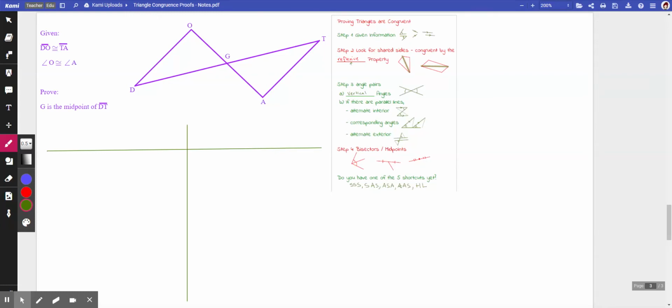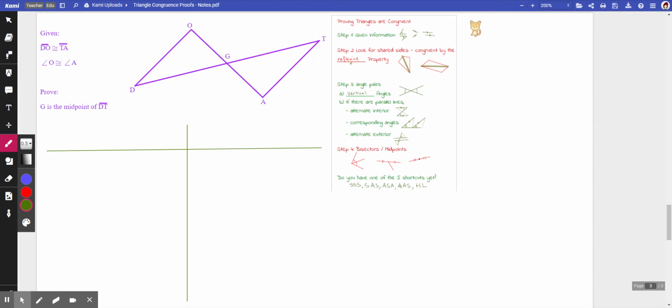Hey, Sunshine. So we have two triangles here. We have some information about them. And we're going to prove that point G is the midpoint of segment DT. So we're going to use triangle congruence, and then we're going to use something called CPCTC, which I'll get into in a minute, to show that G is the midpoint of segment DT.